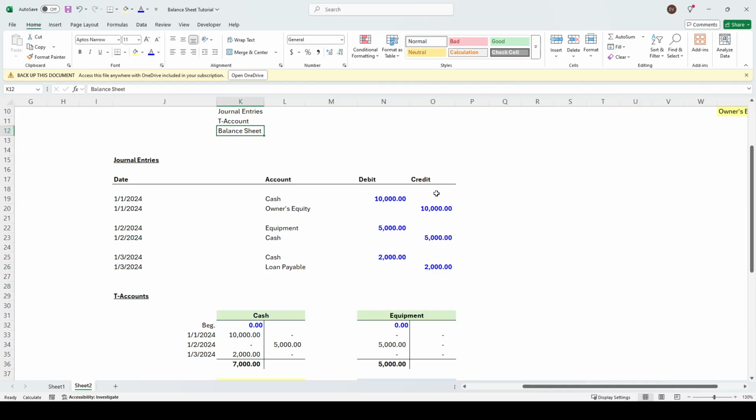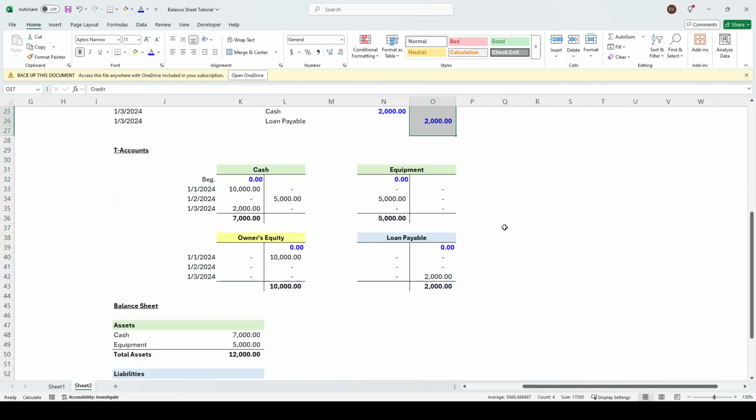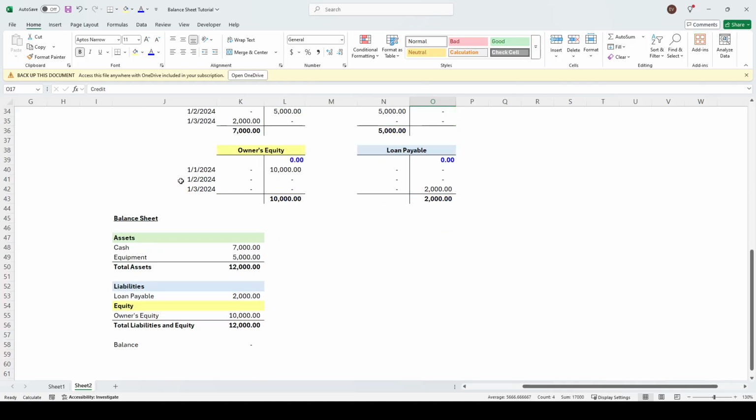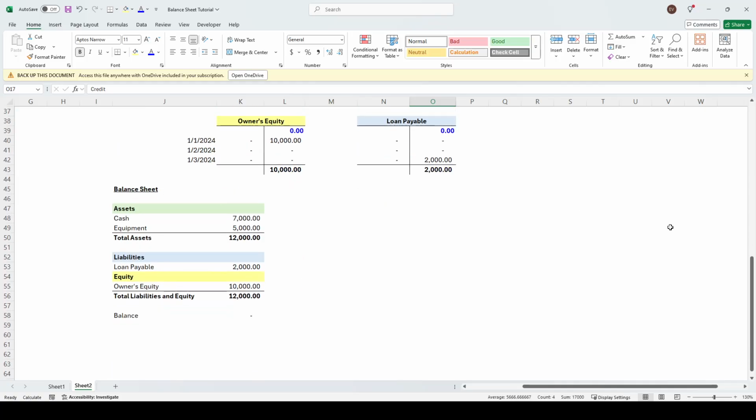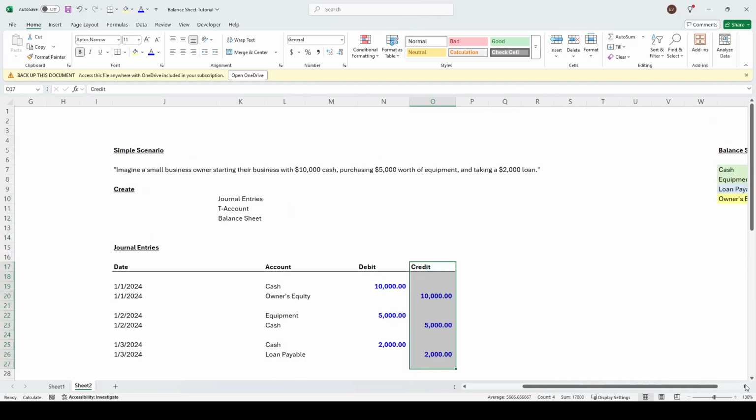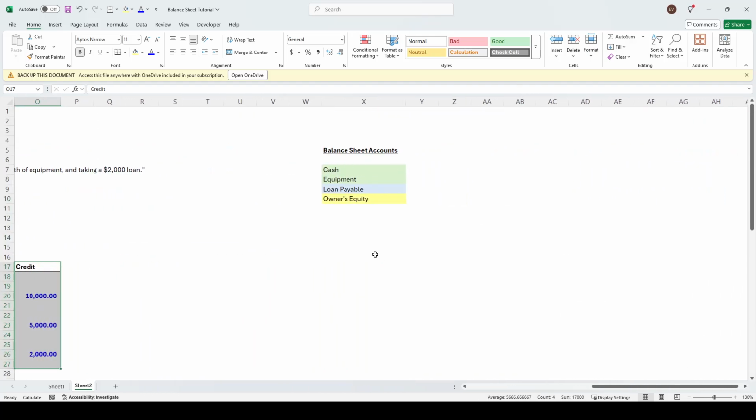As for our journal entries, we will discuss the difference between debits and credits. We will also look at setting up our T accounts, which will ultimately feed into our balance sheet. The balance sheet accounts that we will be using today are four simple accounts, starting with cash, equipment, loan payable, and owner's equity. So let's get started.